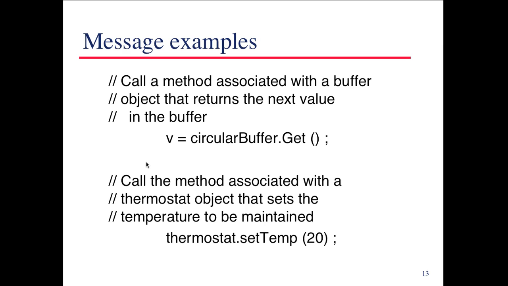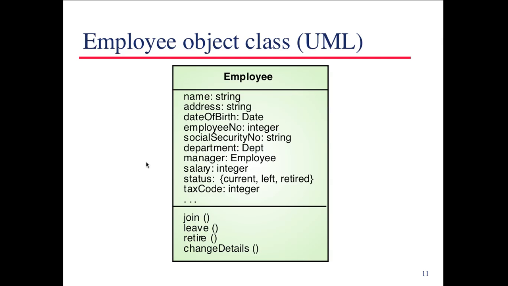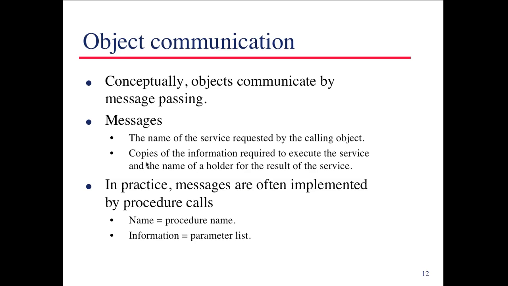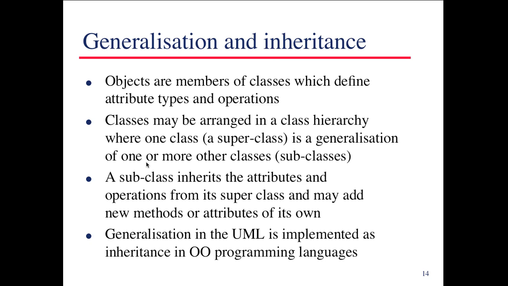Don't write them like this. This is source code. This is too programming related. Write them in a list sort of like that in terms of the bottom box is what I'm talking about right now, where it says join, leave, retire, change details. That's what I want to see in your diagram. I don't want to see that in your diagram.